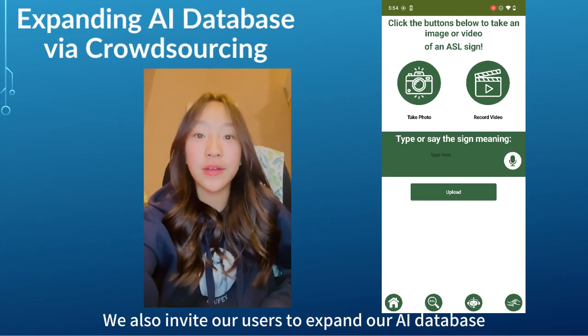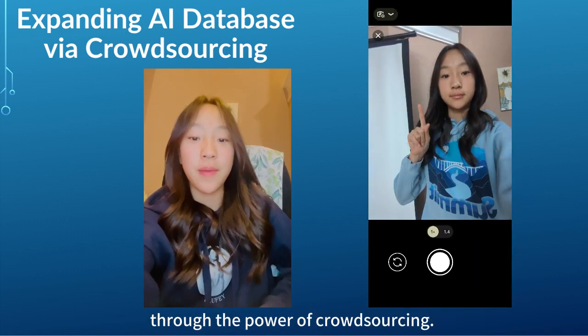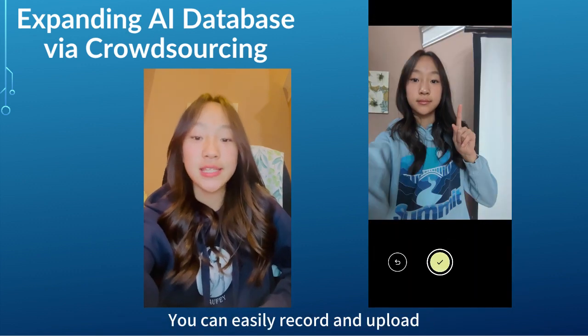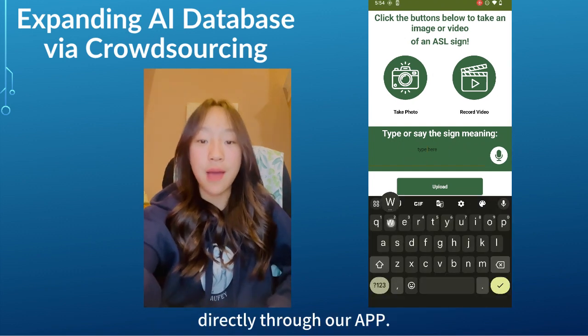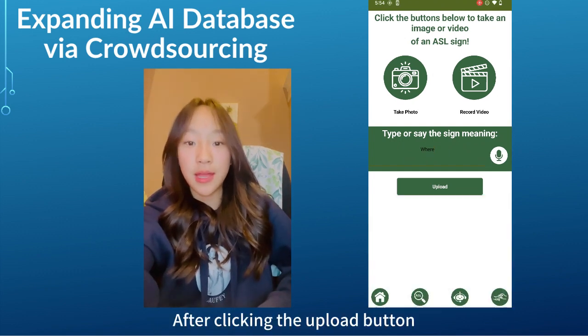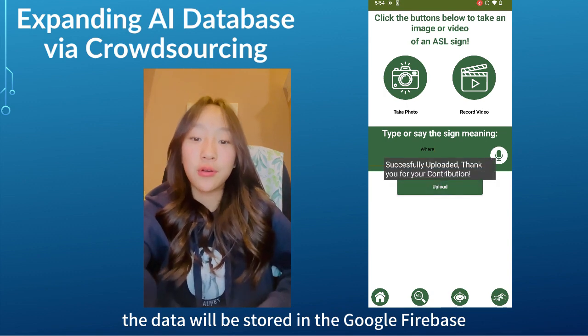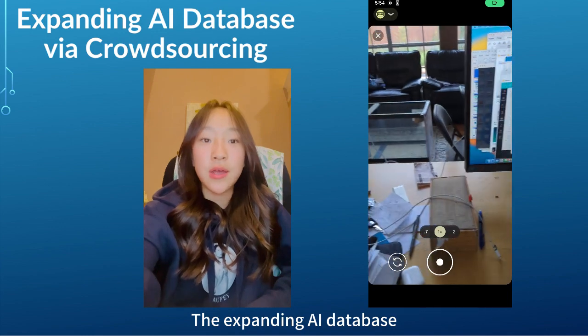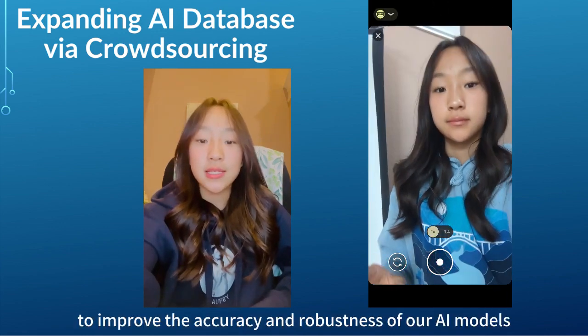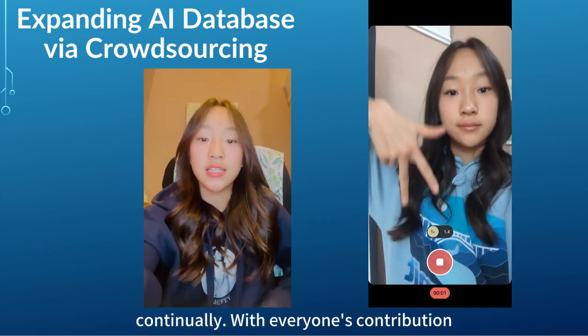We also invite our users to expand our AI database through the power of crowdsourcing. You can easily record and upload photos or short videos of ASL gestures directly through our app. After clicking the upload button, the data will be stored in the Google Firebase database in real time. The expanding AI database will be used to improve the accuracy and robustness of our AI model continually.